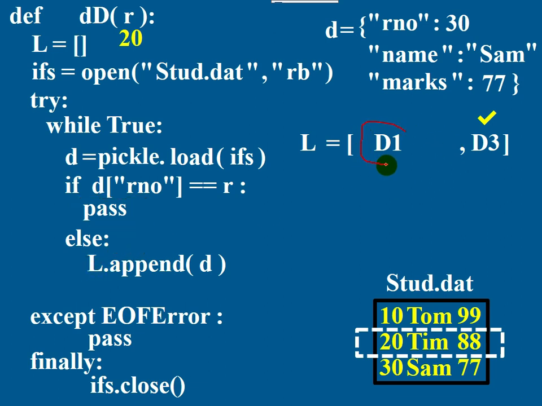See, D1, it is not the record to be deleted, so it is appended to the list. D2, that was the record to be deleted, so don't append it to the list, nothing to be done. D3, it is not the dictionary to be deleted, so in the else part you append it.